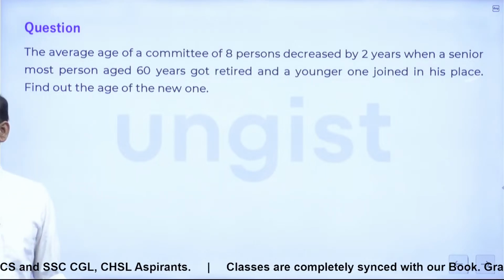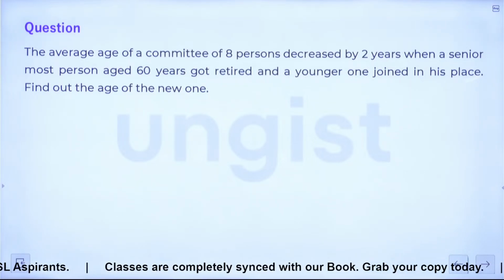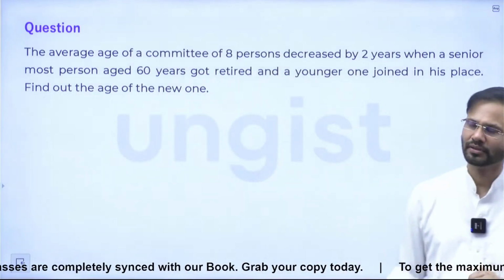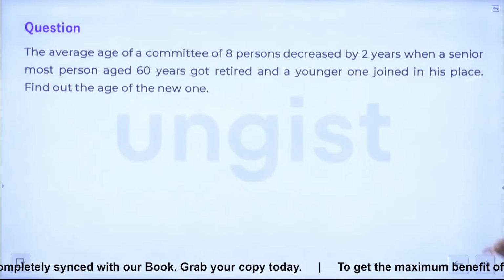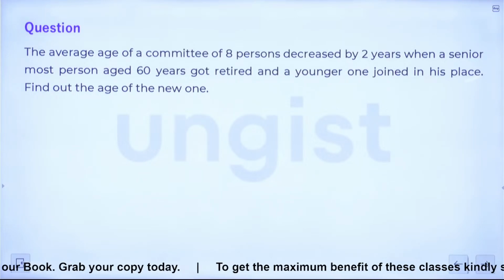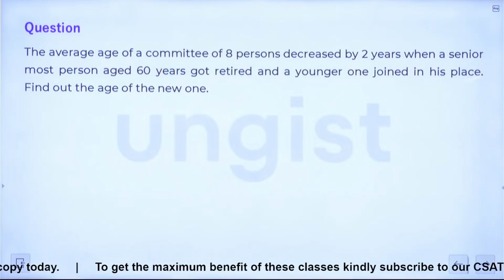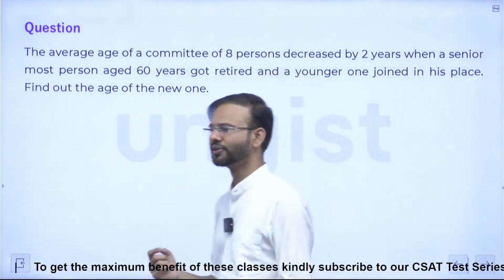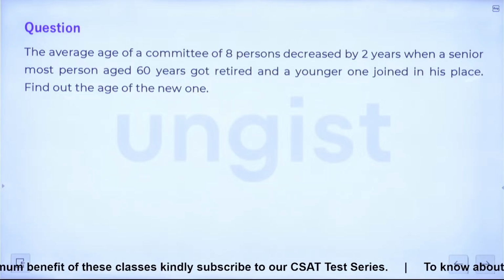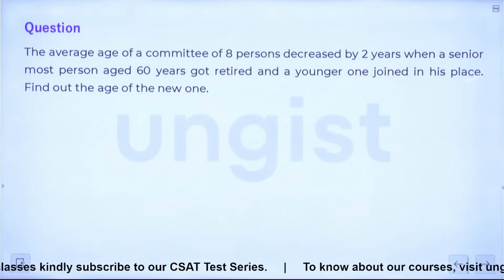Just read this question, guys. The question is saying, the average age of a committee of 8 persons decreased by 2 years when a senior most person aged 60 got retired, and at the same time a younger one joined in his place. Find out the age of the new one. Right, guys, just think about this question.